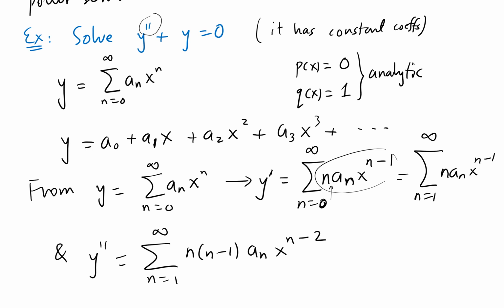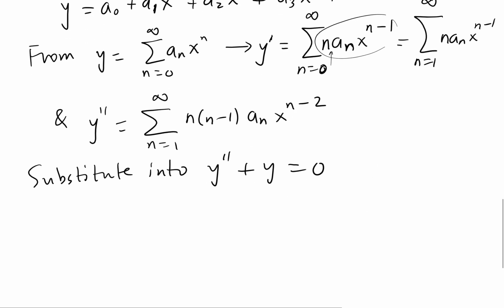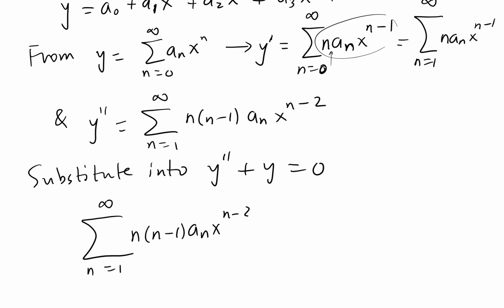So I found them, and now we substitute into the given differential equation, y double prime plus y equals 0. So y double prime is the sum, n goes from 1 to infinity, of n times n minus 1 a_n x^(n-2), plus y, the one we started with, the sum of a_n x^n, n goes from 0 to infinity, and this is given equal to 0. No, it shouldn't start at 0 on the first one. It's at 1. Well, at 2 even, because 1 doesn't do anything here. That's at 2.